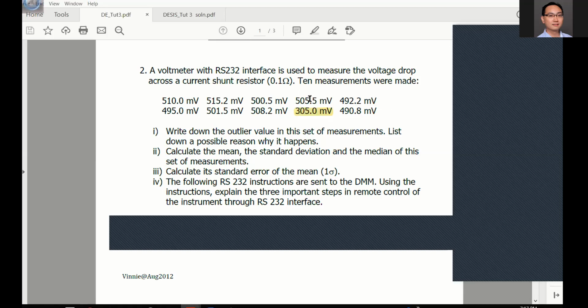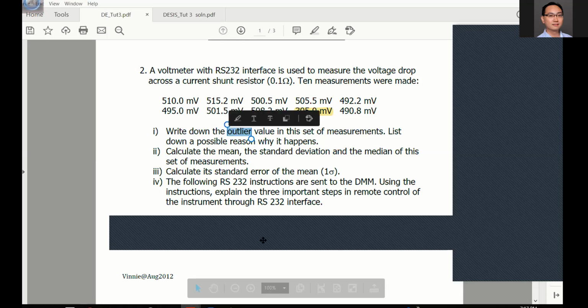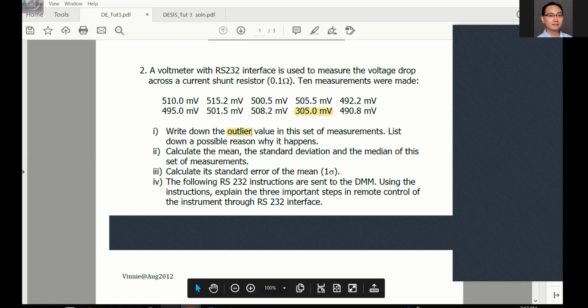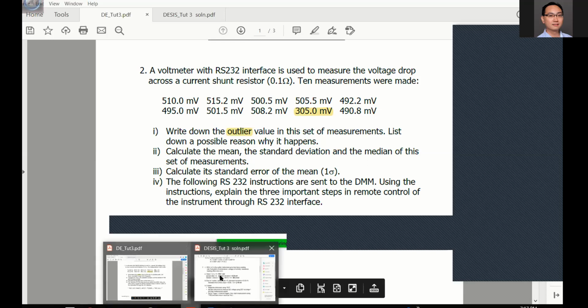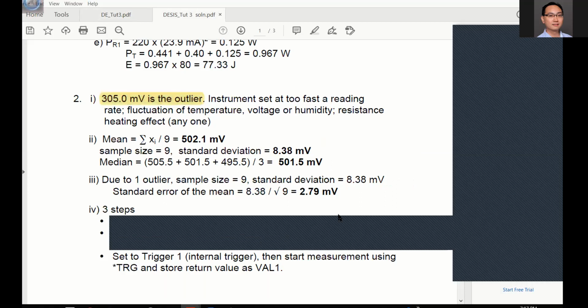This is the outlier point. If you notice, this value is way out from the standard value. That's why it's called an outlier. If you do not know, the word outlier means it's the one that is very far off. So if you look at this one, then this is the outlier. You have to pay attention. This is the outlier value.